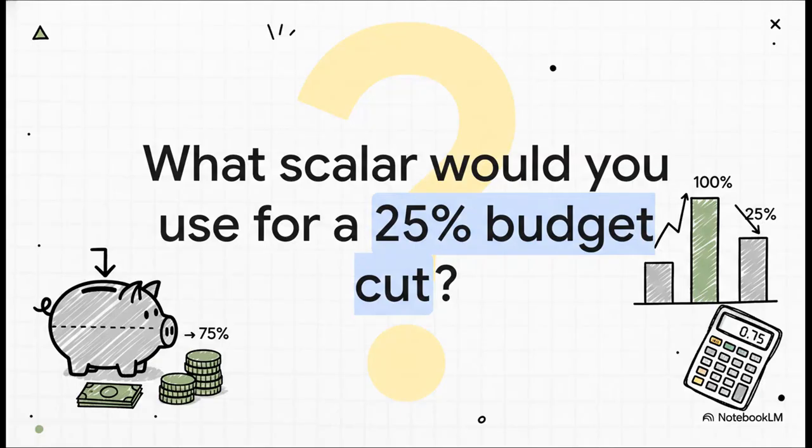So I'll leave you with a final thought to test your understanding. If a 10% price increase uses a scalar of 1.1, what scalar would you use to model a 25% company-wide budget cut? Think about it. If you're cutting a budget by 25%, what percentage is left? You're left with 75% of the original, so your scalar would be 0.75. Understanding this versatility, the ability to scale both up and down, is what makes this such an indispensable tool in your business toolkit.